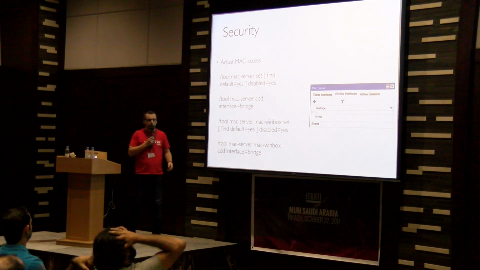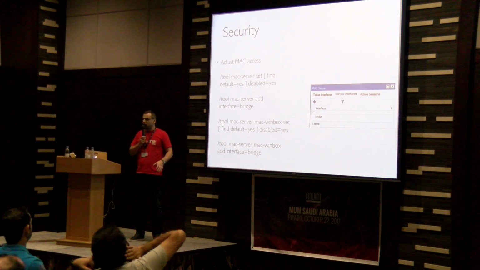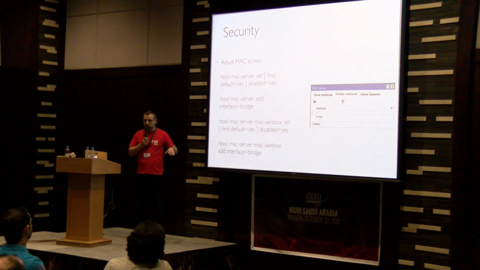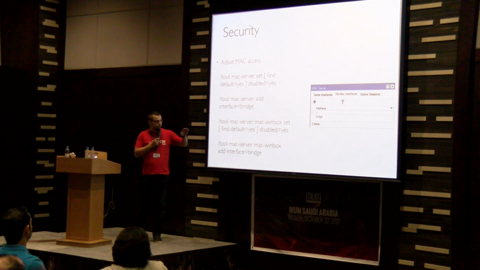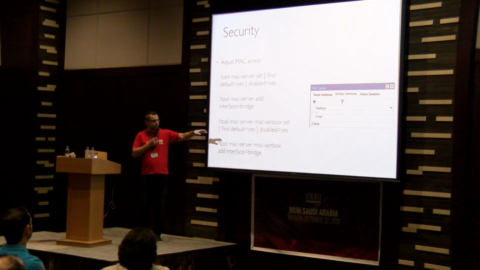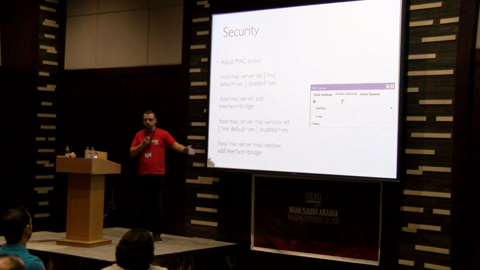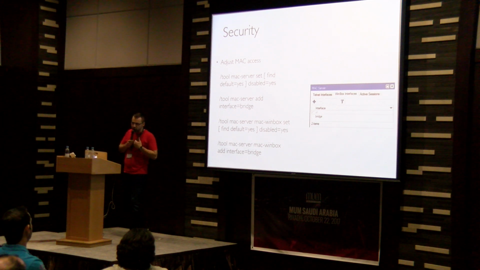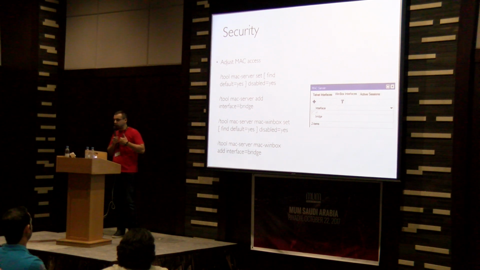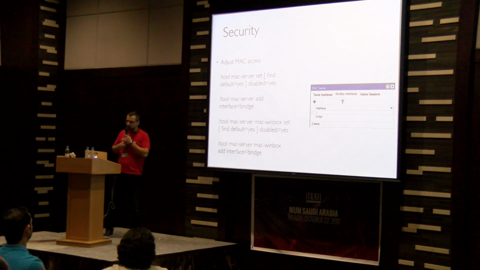For example, in my case, by default on RouterOS, access is allowed from all interfaces. We have disabled all these interfaces and enabled access only for the bridge interface. So if, for example, Ether1 is not in the bridge, you won't be able to access the device through Ether1, through MAC Telnet or MAC Winbox.